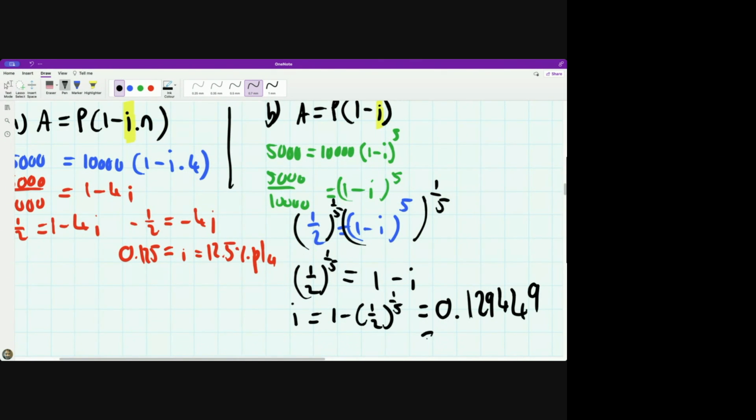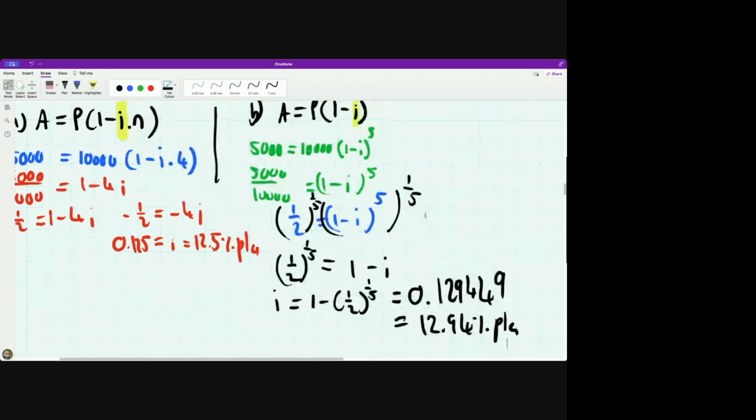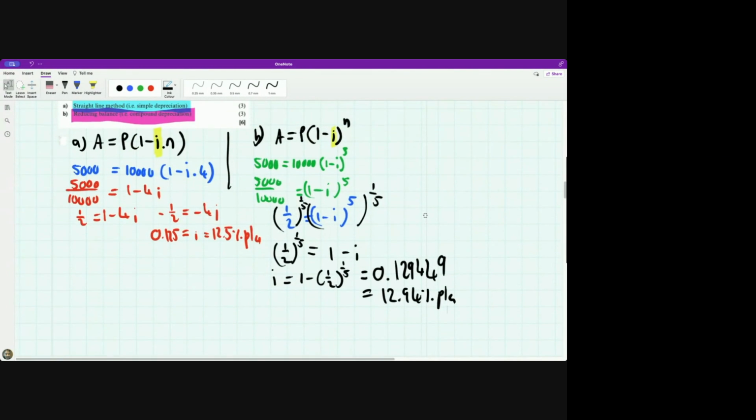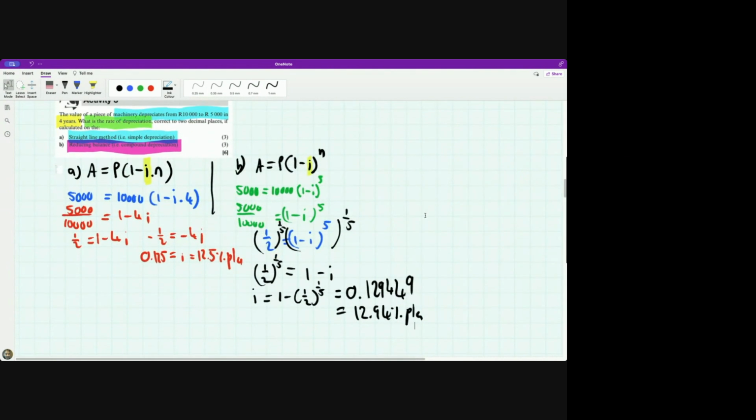Are we getting 0.1294449, okay, and so on. And then if I write that as a percentage, it's going to be 12.94% per annum. So I'll just scroll out so you can all see that.